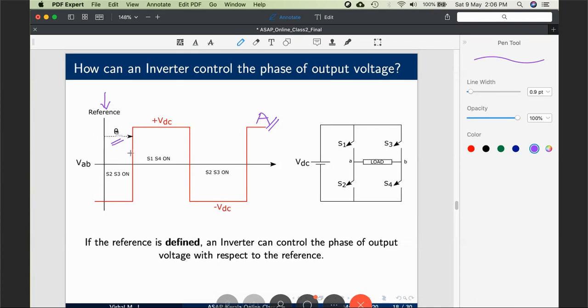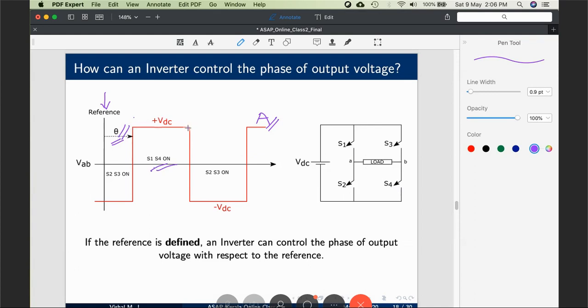What should I do? Wait for the reference to come. Once the reference comes, wait for another theta degrees. Once the theta degrees pass, you switch on S1 and S4. What happens? The load voltage VAB is a positive VDC. That's what is shown here, positive VDC.